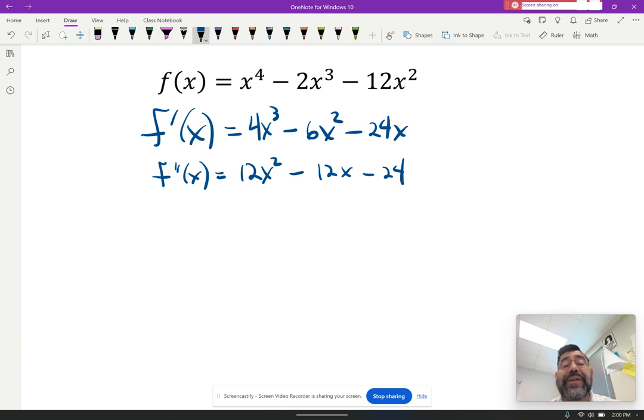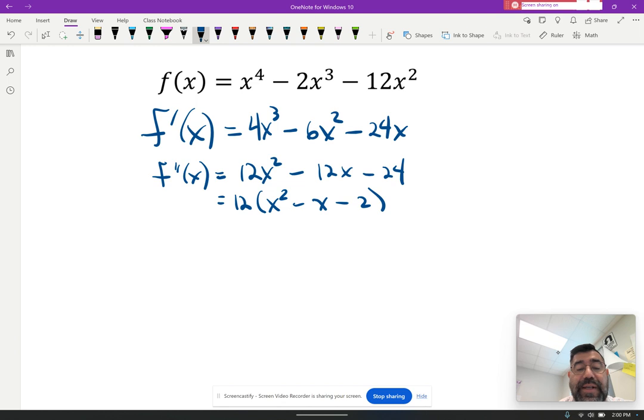This is the function that we're going to need to analyze to determine whether we have concave up or concave down in our original function, right? So we're using the second derivative to tell us something about the original function. I notice that all of these are divisible by 12, so I'm going to factor out a 12.